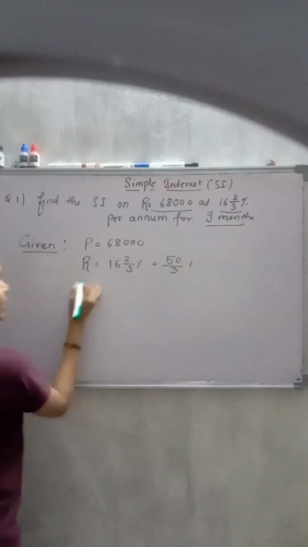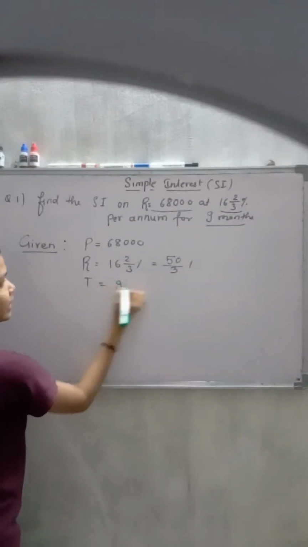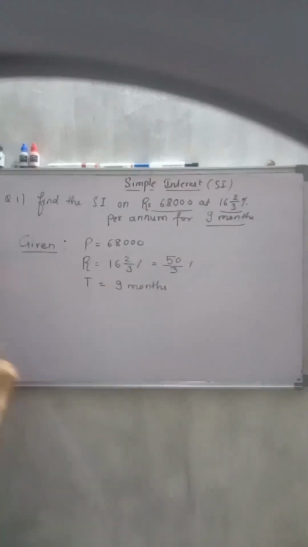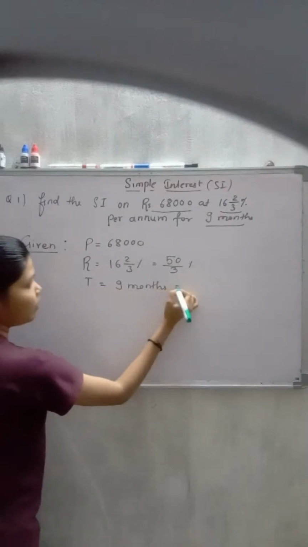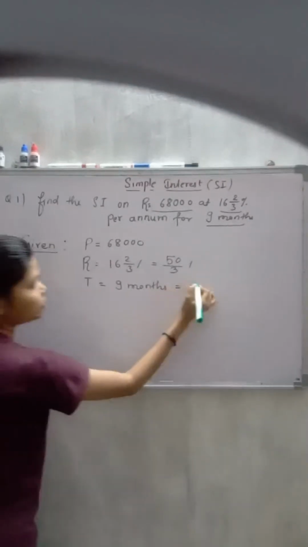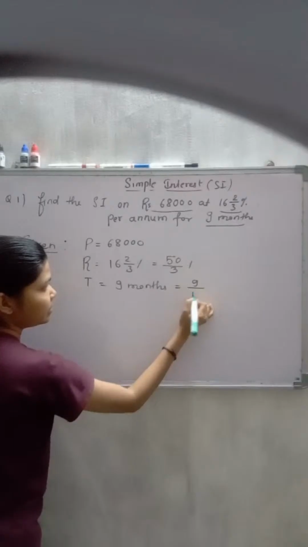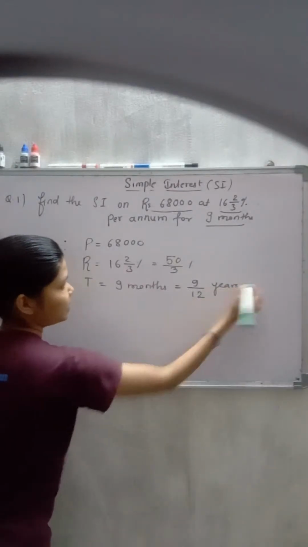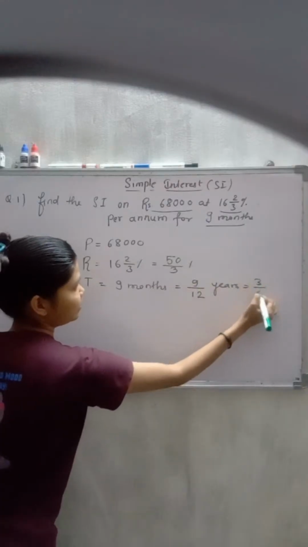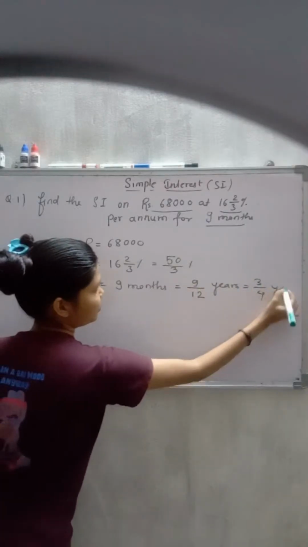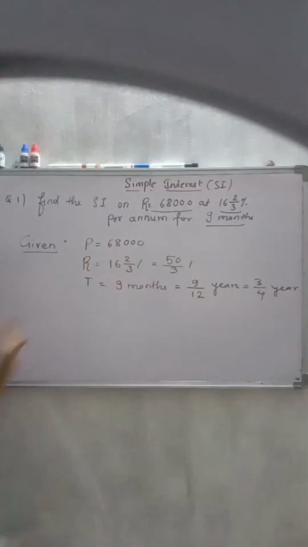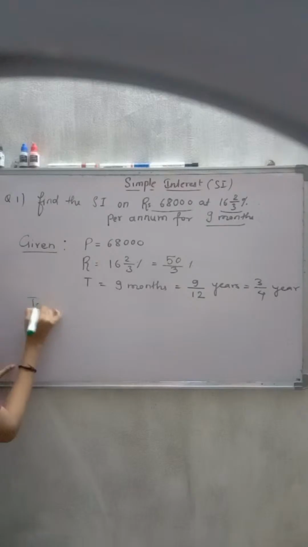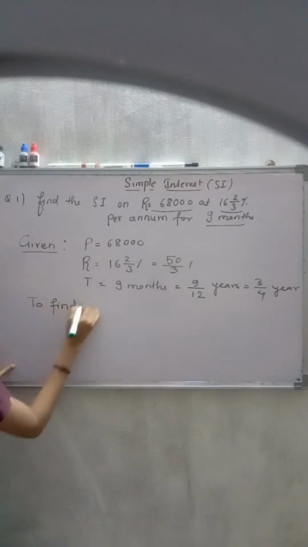Now time is given as 9 months. And in the formula we know time we always want in years. So 9 by 12 years. How much? 3 threes are 9, 3 fours are 12, so 3 by 4 of a year. 9 months equal to 3 by 4 of a year. We want to find SI.